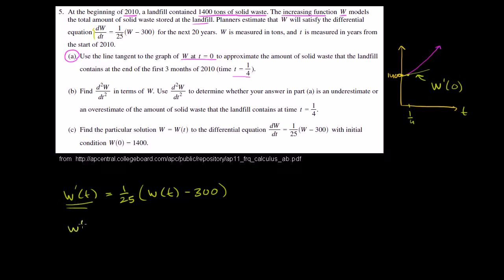So we have W prime of 0 is equal to 1 over 25 times W of 0, which we know is 1,400 tons of solid waste.